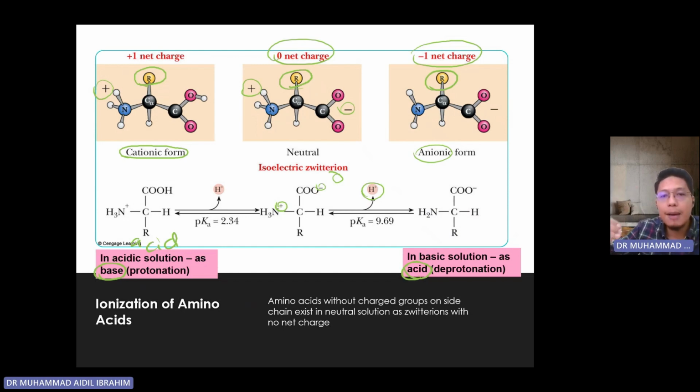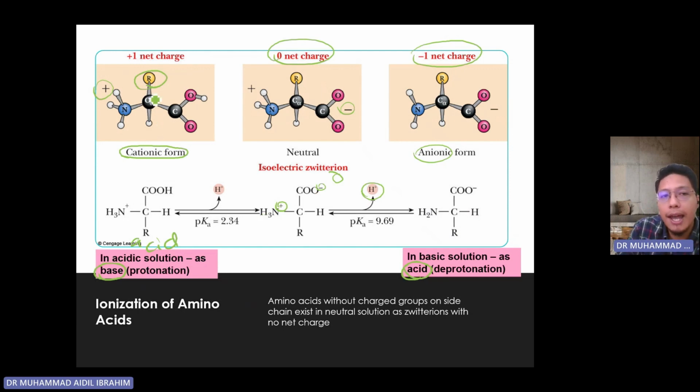You can find that some of the 20 amino acids actually have charged R groups, right? There are polar and non-polar, acidic and basic amino acids. So all of those have charged and uncharged R groups. Okay, so for those that we are discussing so far, they are the ones that have no charge, an uncharged R side chain.